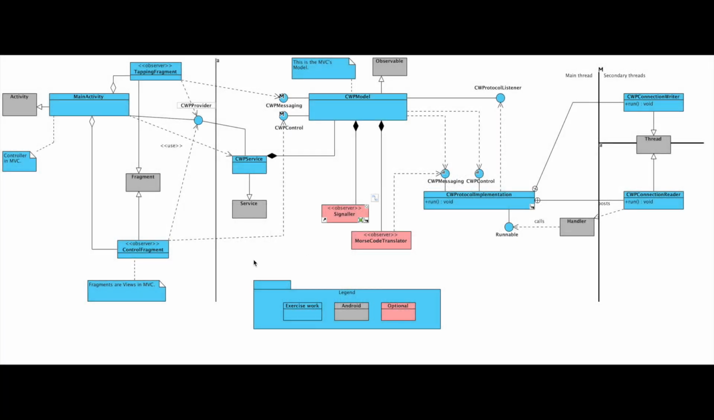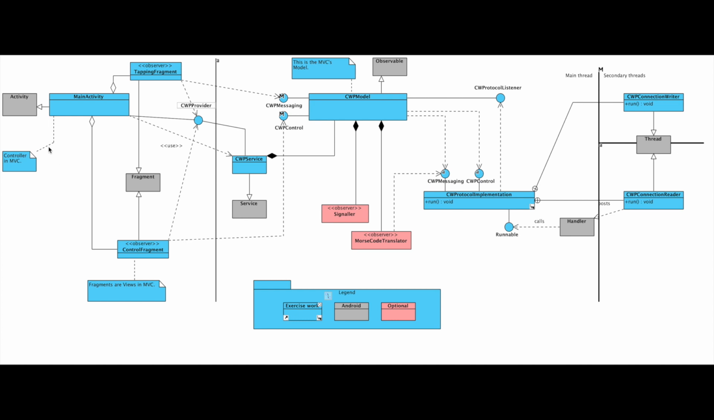Let's take a look at the exercise work structure and the functionality by looking at this class diagram. It describes the final stage of the application after doing 7. The classes you will implement are in blue. Android classes you use and inherit from are gray. And then these pink classes are optional that you don't have to implement if you don't want to.